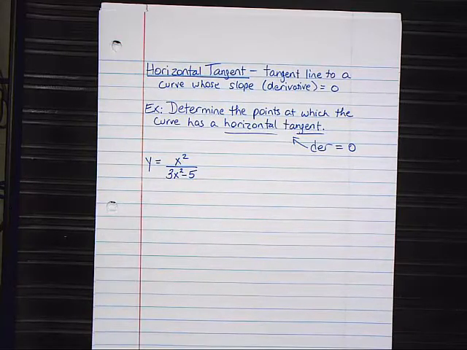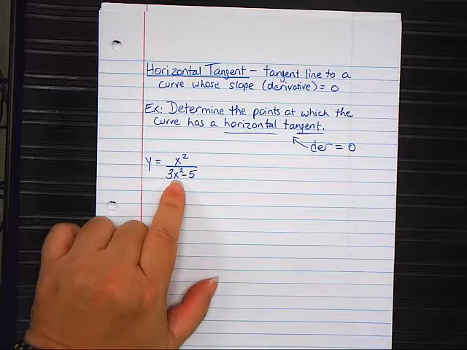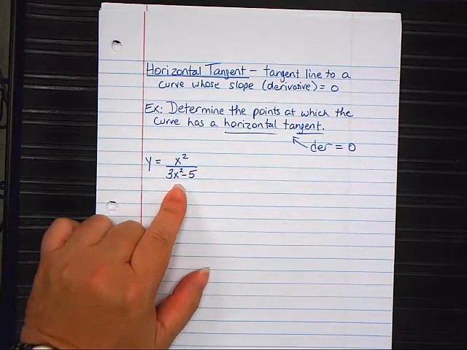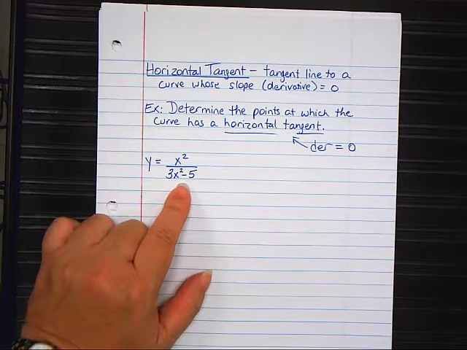Okay, so this is the curve that we want to find where the horizontal tangents are. So we're supposed to take the derivative and set it equal to 0. Here's my question. Do I have to use the quotient rule? Yes. Why? I have two terms on the bottom. I have to use the quotient rule.